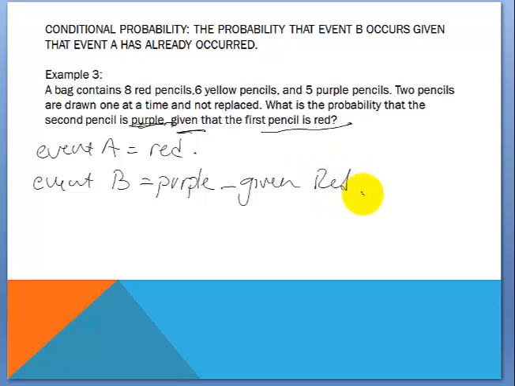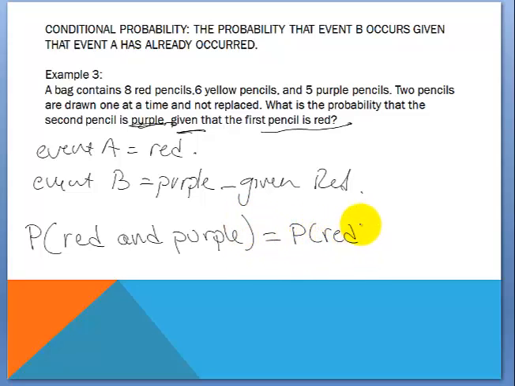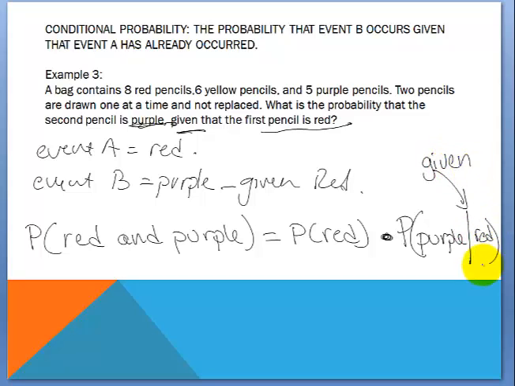So we're saying that we're trying to find the probability of a red and a purple. So this so far looks similar. So we're going to find the probability of red, and so multiplication, the probability, so this is where it changes a little bit, of purple given, this line means given, that red has already been chosen.